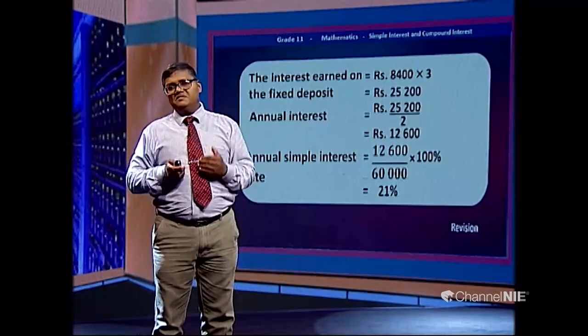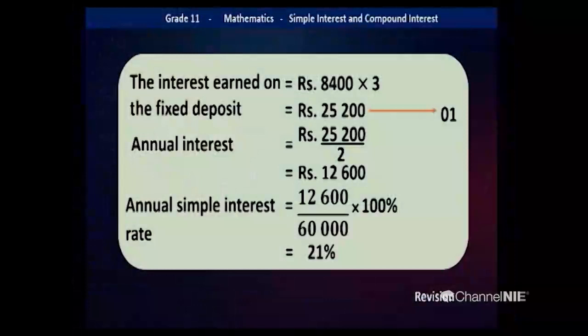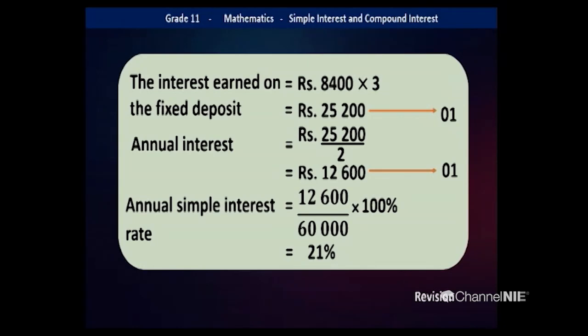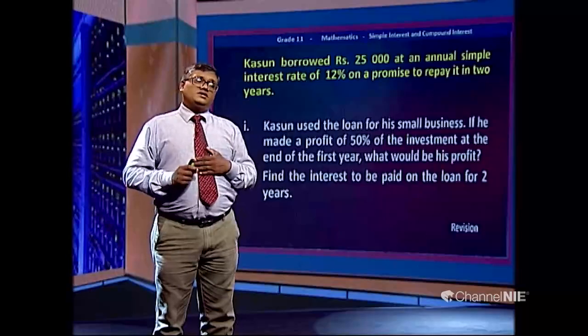Then when we proceed, interest earned on fixed deposit rupees 25,200. I explain all those calculations. 1 mark. Annual interest rate 12,600. 1 mark. Then you have to find the annual simple interest rate. Annual simple interest rate 12,600 upon 60,000 into 100%. For writing that 1 mark, for simplifying and getting the answer another 1 mark. That is how you get those 10 marks.